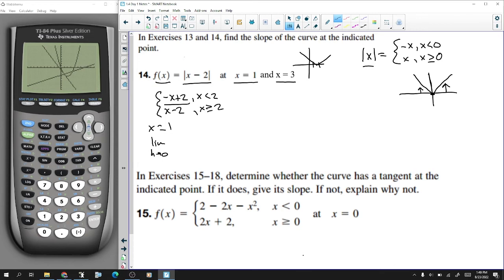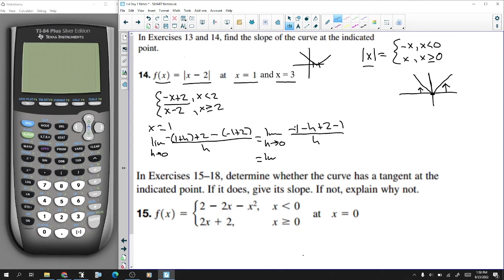Limit as h approaches 0 of negative 1 plus h plus 2 minus, we plug 1 in, negative 1 plus 2, all over h. Limit as h approaches 0 of, let's see, negative 1 plus 2 minus 1, that's 0. So we have, well, let's do this. Negative 1 minus h plus 2 minus 1 all over h. Limit as h approaches 0 of negative 1 and 2 is 1, minus 1 is 0, so negative h over h. The slope is negative 1. And we can see that right here. The slope is negative 1.